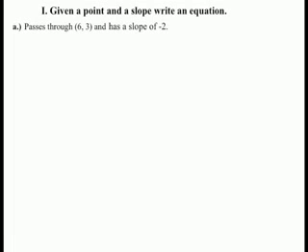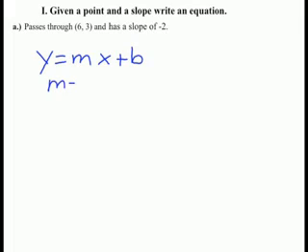Now, given a point and a slope, write an equation. So we have to write an equation of a line that passes through (6, 3) and has a slope of -2. Well, the first thing we have to do is realize that we are writing the equation in slope-intercept form, y equals mx plus b. So we have to identify two things, the slope and the y-intercept. In this case, we are given the slope as -2. So we have to find the y-intercept yet.